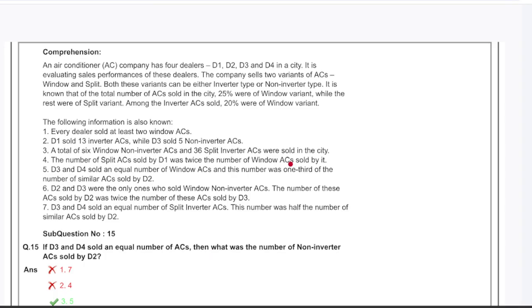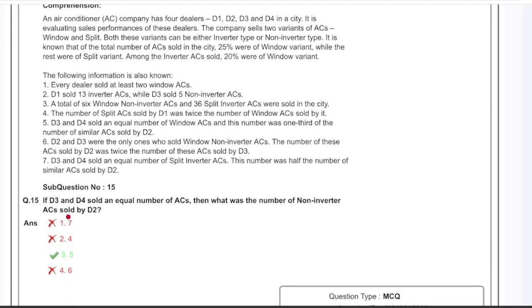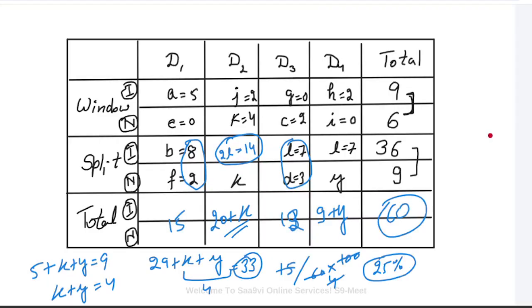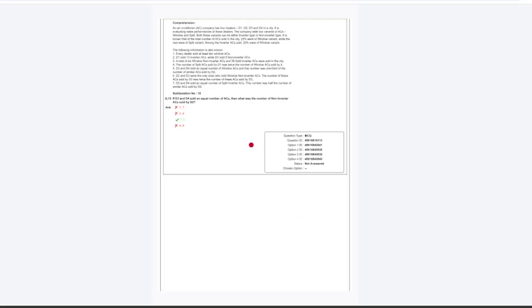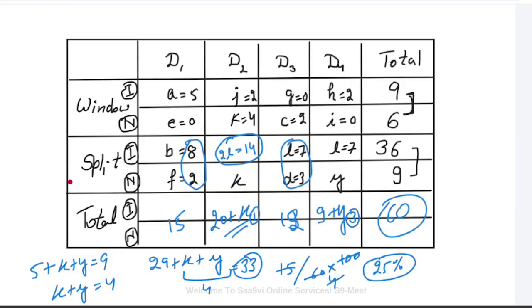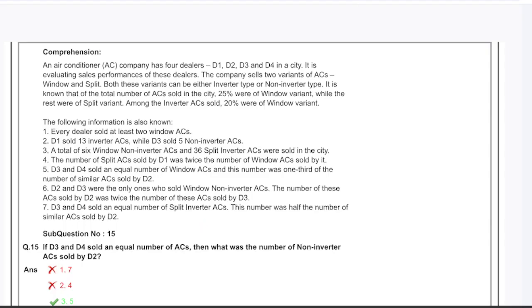The last question. If D3 and D4 sold an equal number of AC, that means Y should be 3 and X should be 1. Then what was the number of non-inverter AC sold by D2? Non-inverter AC sold by D2, there are 4 here, and this should be 1. 4 plus 1, 5. So that would be the answer.